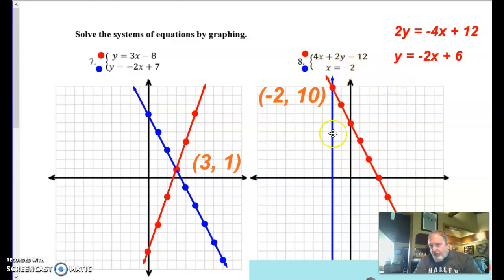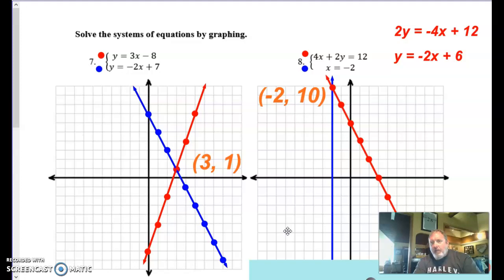x equals -2. That is a vertical line up and down. So whenever we have just x equals a number, we look at the x-axis right here. Since it's -2, we are going to go to -2 right there, and we make our vertical line. And you can see that our intersection point is right there at the top, (-2, 10).